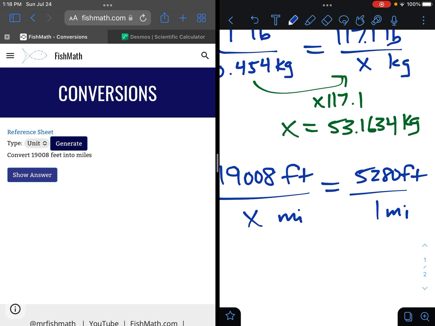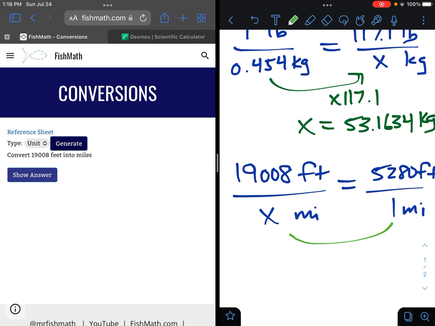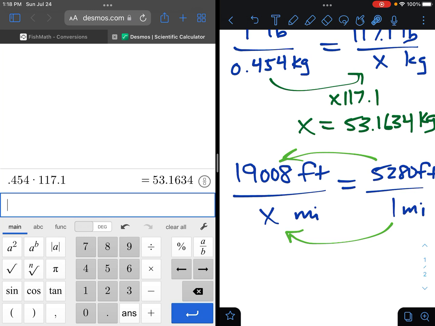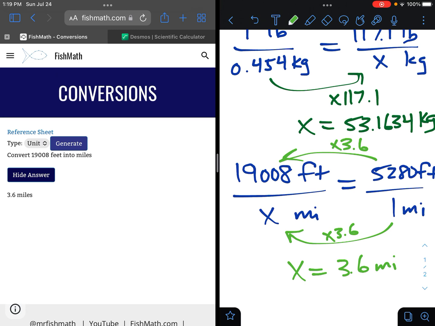So we're again looking for a scale factor. I want to get to my answer X here. So it helps to find a scale factor that gets you to X. So kind of right to left in this same direction from here to there. So on my calculator, I'm going to type in the 19,008 and divide it by the 5,280 to find that scale factor I'm looking for. So it looks like times 3.6 to both of these. So 1 times 3.6 would be our miles, which is 3.6 miles. That's a pretty easy multiplication. And that's our answer. Not too bad.